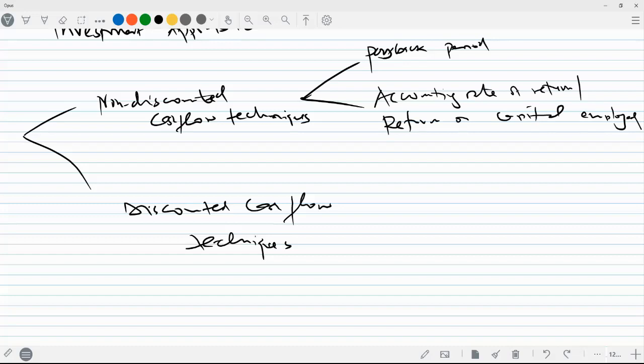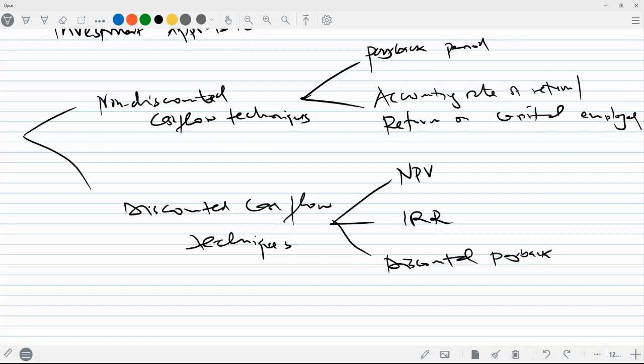In the case of discounted, you can use three methods. You can use the NPV, the net present value method, the IRR, the internal rate of return, and the discounted payback. So those are the five methods you can use when it comes to the appraisal of investment.